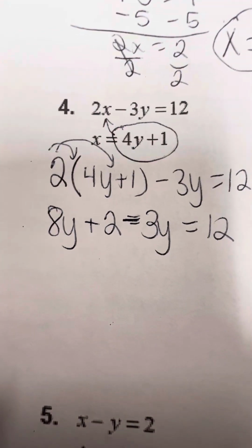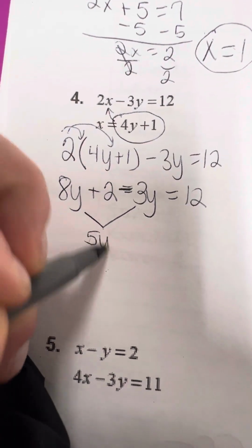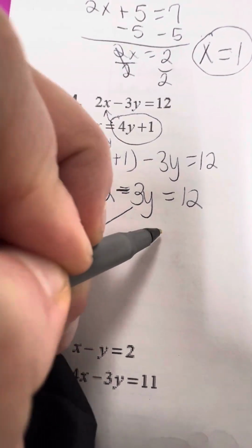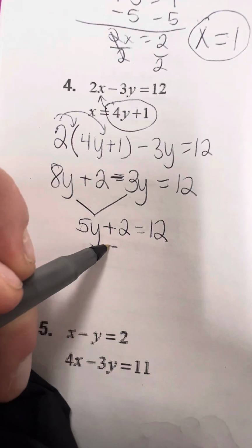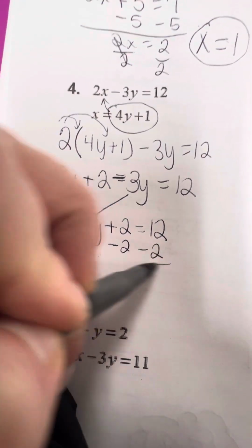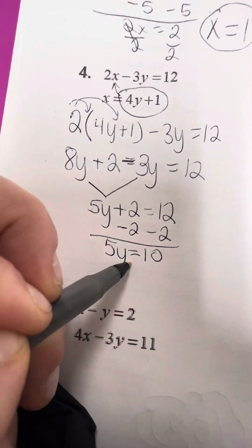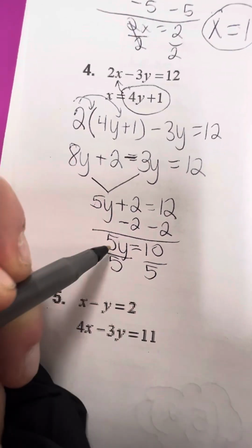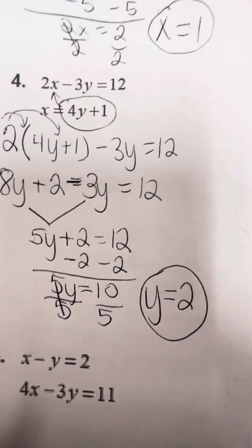Now we are going to go ahead and combine like terms. We've got the 8y minus the 3y, which is 5y, plus 2 equals 12. So now I'm going to get that y alone by subtracting 2 on both sides, leaving 5y is equal to 10. And then my final step is to divide both sides by 5, and then I get my answer, y is equal to the value of 2.